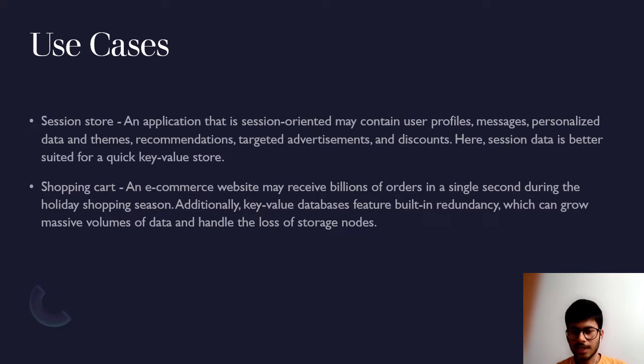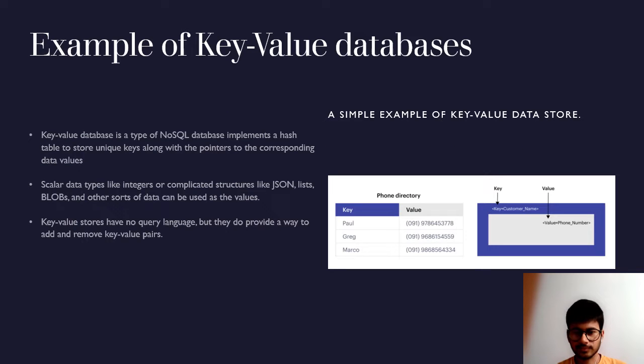Shopping cart. An e-commerce website may receive billions of orders in a single second during the holiday shopping season. Additionally, key value databases feature built-in redundancy, which can handle massive volumes of data and handle the loss of storage nodes. Now let's talk about examples of key value databases.